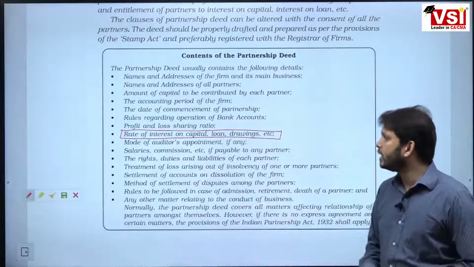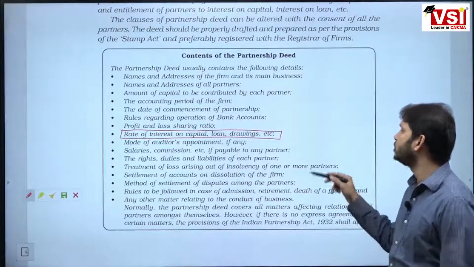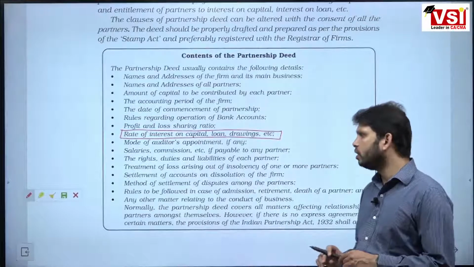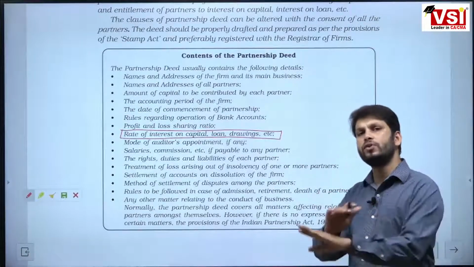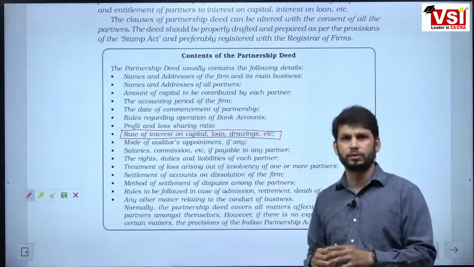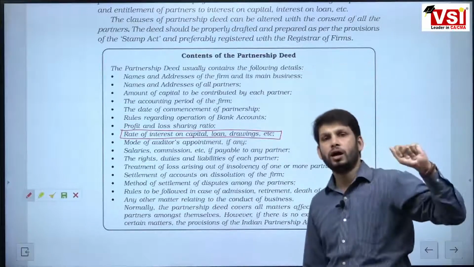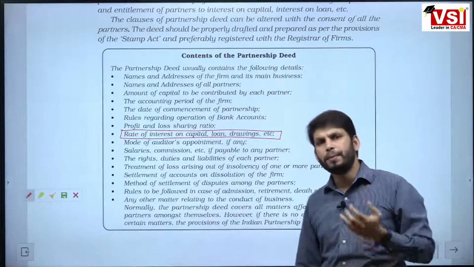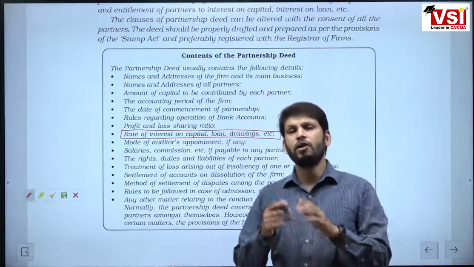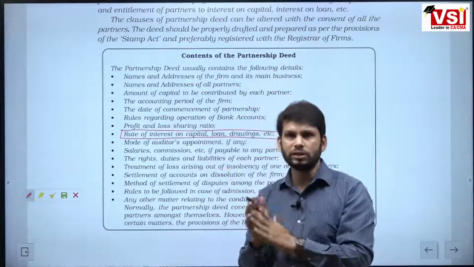The rights, duties and liabilities of each partner, treatment of losses arising out of insolvency of one or more partners, settlement of accounts on dissolution of the firm, that the firm is closing down, how we will close down the accounts, method of settlement of disputes: if we fight over something, who will solve our dispute? Will we go to court or to an arbitrator? Generally, people write this clause, that instead of going directly to court, why incur so much expense? We will appoint this person as the arbitrator, he can mediate. If we all agree with this, we will write down his name.